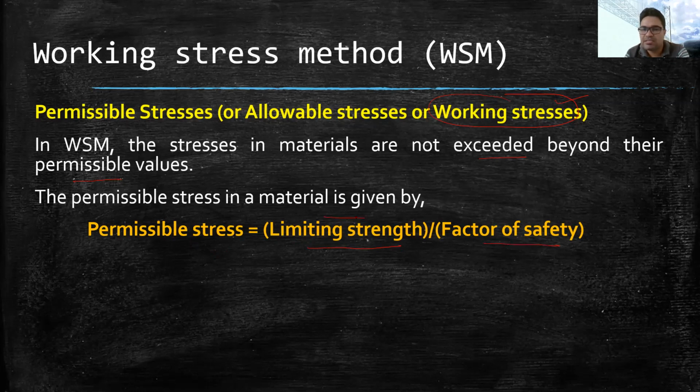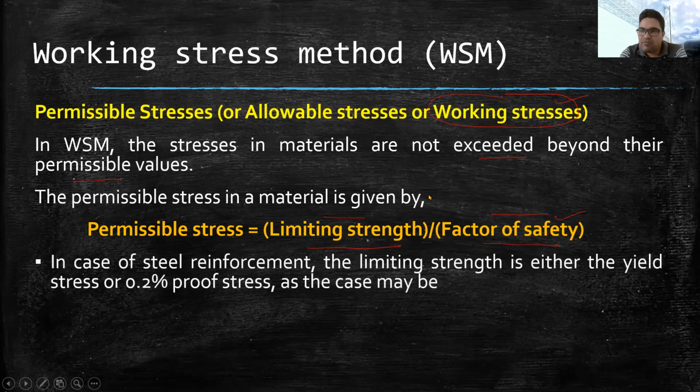Limiting strength is the strength of the material, and the factor of safety depends on how much factor of safety we are using. That depends on the quality of the material, and also on how much degree of safety is required. In the IS code, the factor of safety for the material is defined, so we will see that. First we will see the limiting strength.